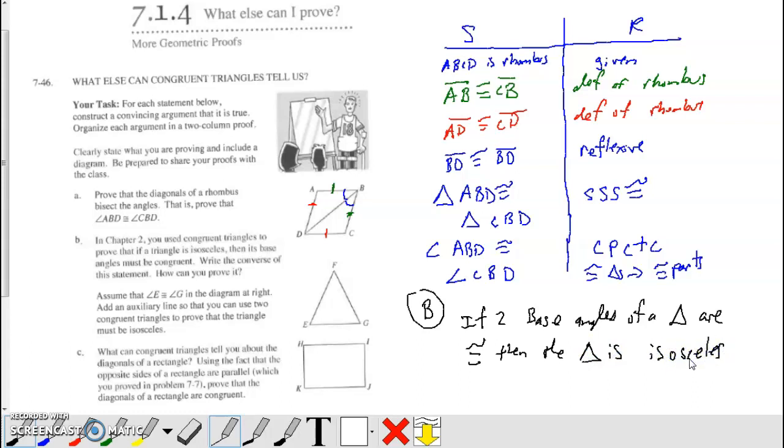So again, converse just means can we make it backwards? We're going to assume that E and G are our angles. We want to draw our line. So go ahead, pause the video now, and try making up a two-column proof for this one. All right, so B is going to be a little bit more challenging because it is asking us to draw this auxiliary line.